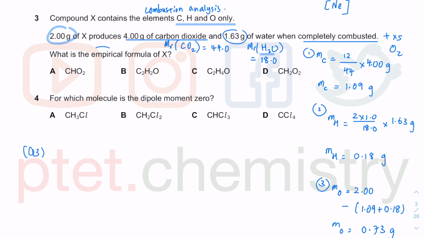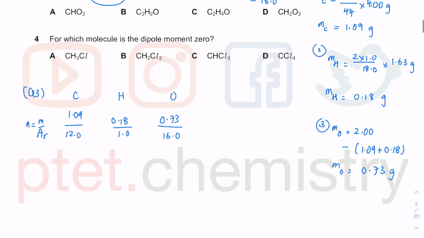So they wanted to find the empirical formula, defined as the simplest whole number ratio of the atoms. So what I do here really is 1.09 divided by 12.0. This is called mole, equal to mass over Ar, because it is about the simplest whole number ratio of atoms. Because we're dealing with atoms, we don't talk about the molecule. 1.09 divided by 12.0, I get 0.091. This is mole. This is 0.18 mole. And then 0.73 divided by 16.0, I get 0.046 mole, something like that.